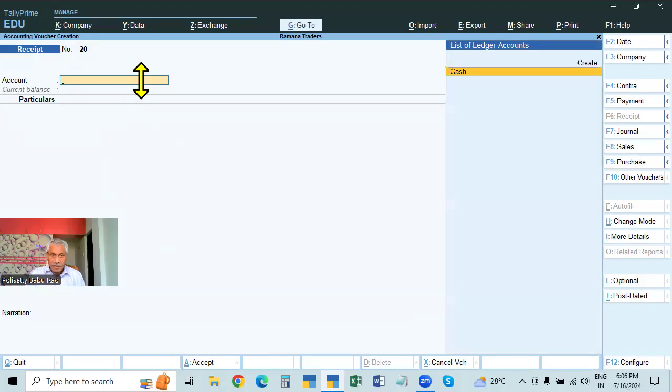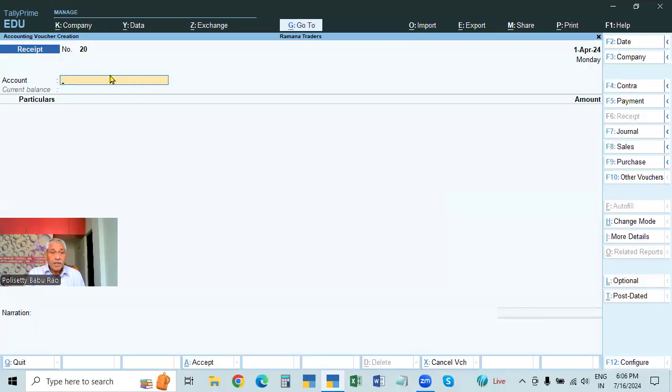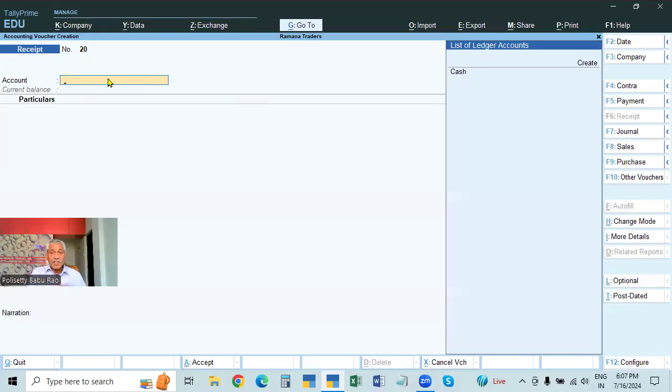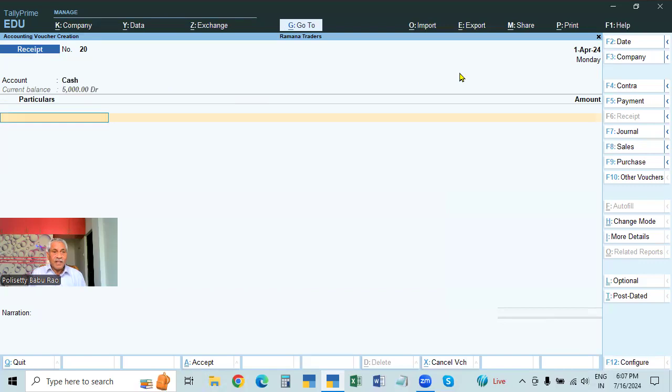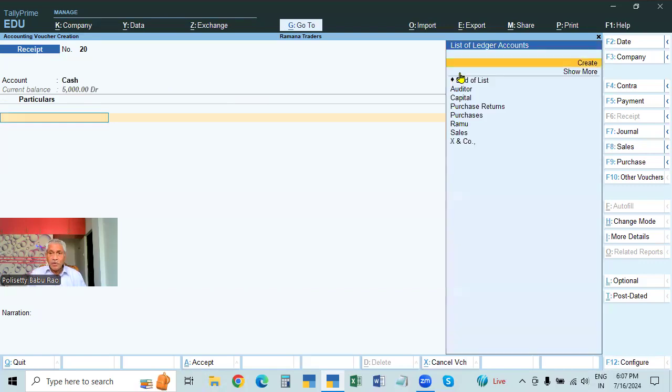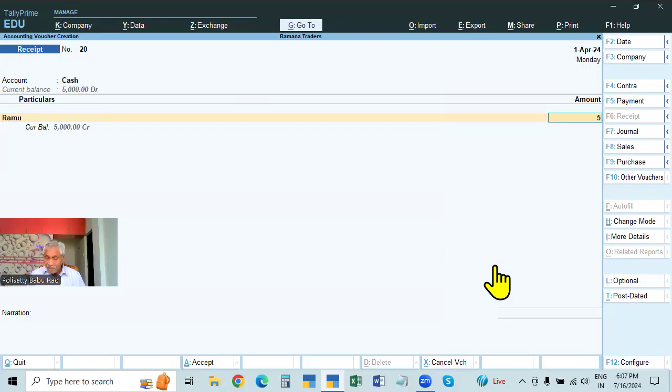Otherwise, you can do one thing. If you want to see the list of accounts to be entered here, press the space bar, and the ledgers applicable here are shown. Bank is also not created, so cash and bank will be shown. We received cash, so we accept. From whom did we receive? We received from Ramu. So the Ramu account.